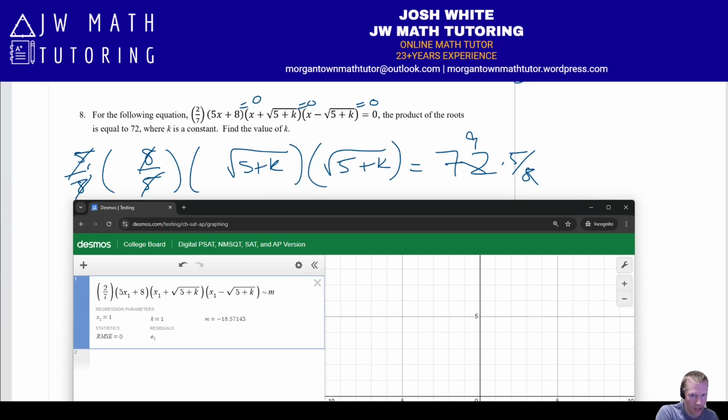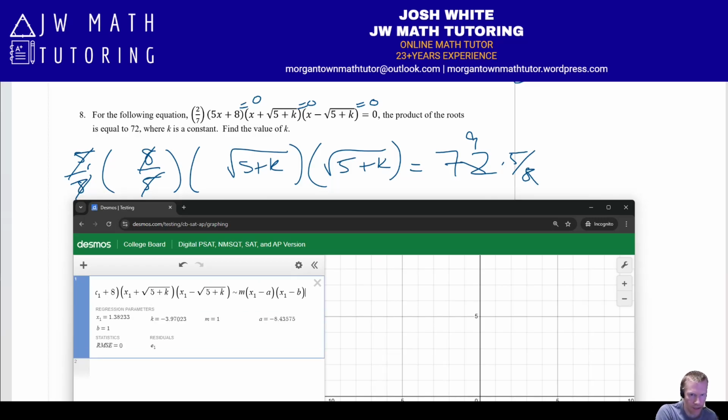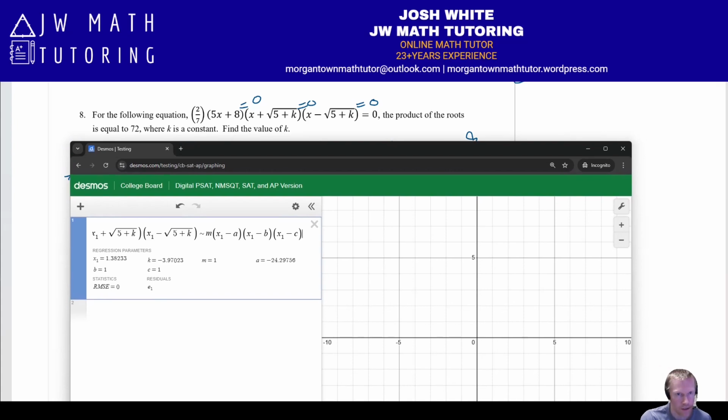So let's put an m out here. And then we've got x1 minus a, x1 minus b, x1 minus c. A, b, and c here represent the 3 roots. The fact that there are 3 roots is because there are 3 parentheses. And the 2/7, that's just a constant. There's no variable in there.